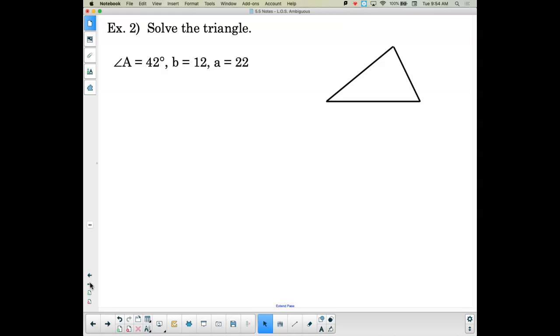It says solve the triangle. All right, love it. Let's solve this triangle. Okay? First off, we have to check what kind of a case it is. What kind of a triangle do we have? That's going to depend on what we have.